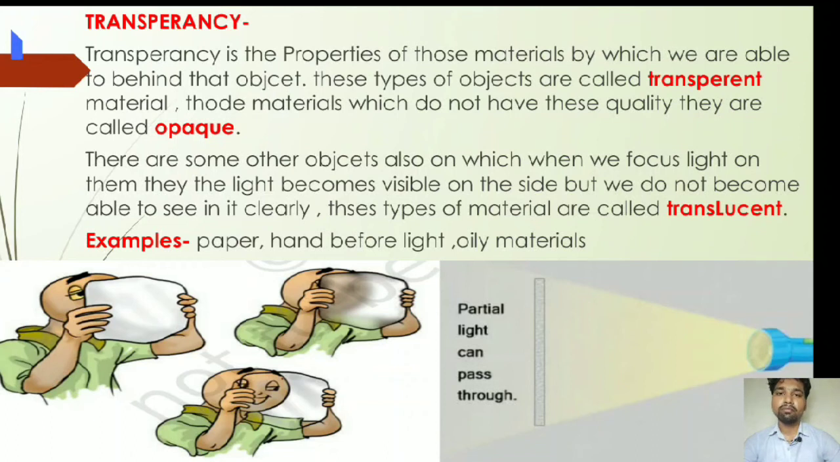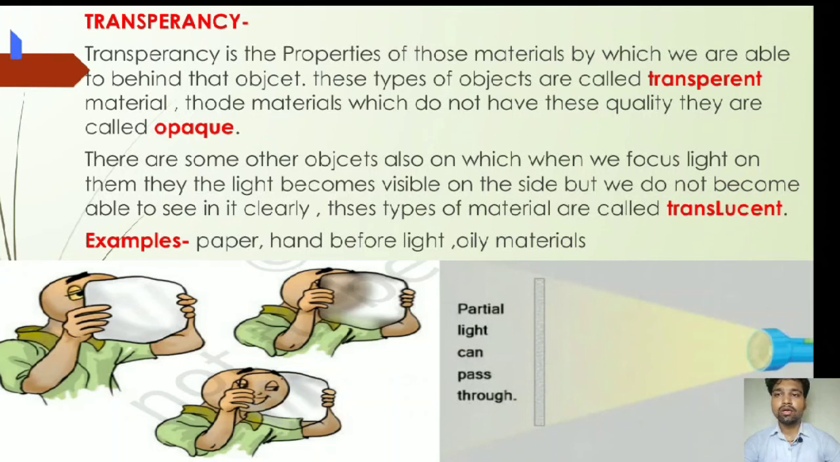Friends, you have done a thing in your childhood. When you got a torch, you may have put the lit torch against your hand. And what did you see? You saw that your hand looks red in color. So actually the light is passing through your hand, but your eyes are not able to see behind it. So these kinds of materials are called translucent.